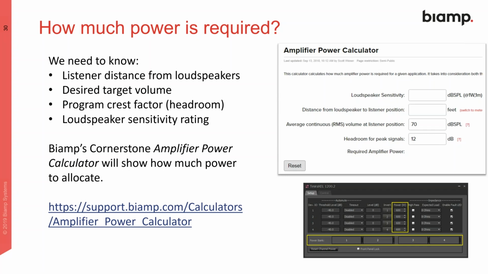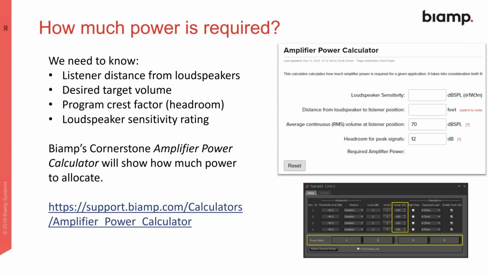We need to know the target volume. Is it background music at 70 dB? Is it a live music event at 95 dB? Where's our target? We also need to know the program Crest Factor. What kind of headroom do we need?